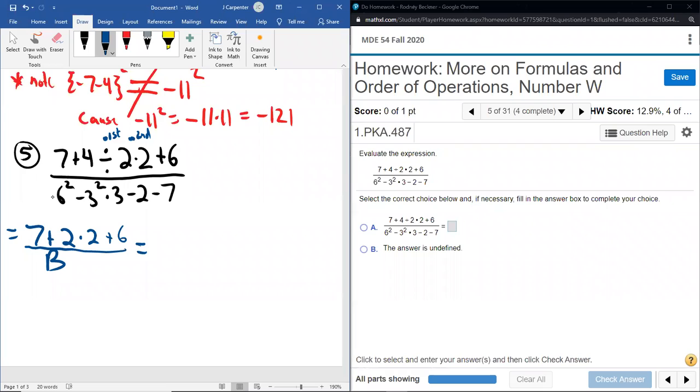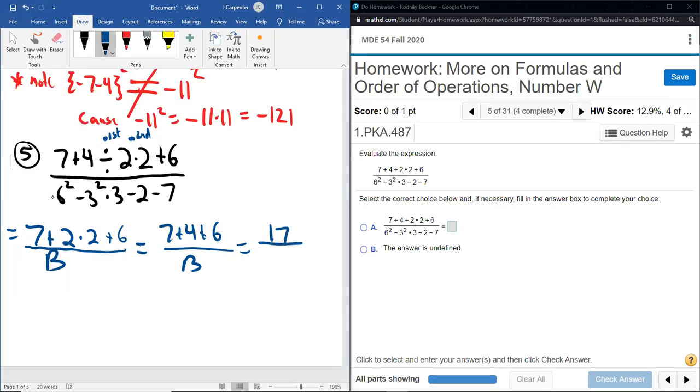2 times 2 is 4, so 7 plus 4 plus 6 all over bottom. That's two additions. Do them from left to right. Technically, addition order doesn't matter as long as they're all additions. 7 plus 4 is 11. 11 plus 6 is 17. Same thing if you did 4 plus 6 is 10, plus 7 is 17. When it's all additions, order doesn't matter. When it's all multiplications, order doesn't matter. But when you mix things like subtractions or divisions or all sorts of other craziness, order absolutely matters. So 17 over the bottom.